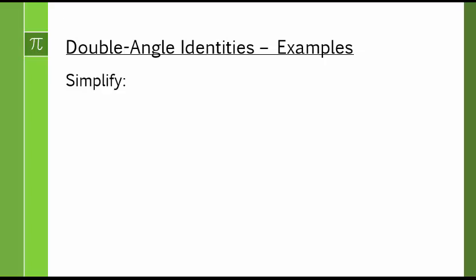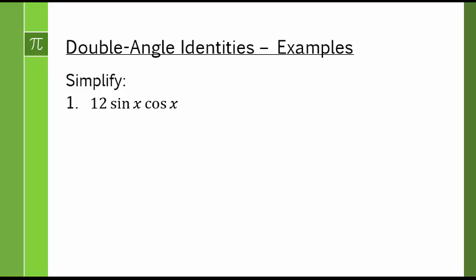First up, we are going to simplify double angle identities. Our responsibility when doing these is to identify a double angle identity hidden within the problem given. So we want to simplify 12 times the sine of x times the cosine of x.